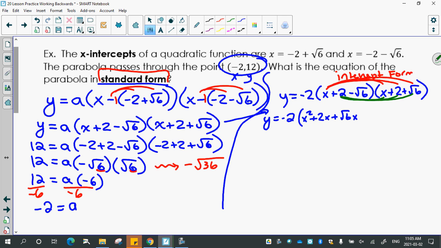So in order to expand them, I have to multiply each term in the first bracket by each term in the second bracket. So now I'm going to get plus 2x, plus 4, plus 2 root 6. 2 times root 6 is 2 root 6.